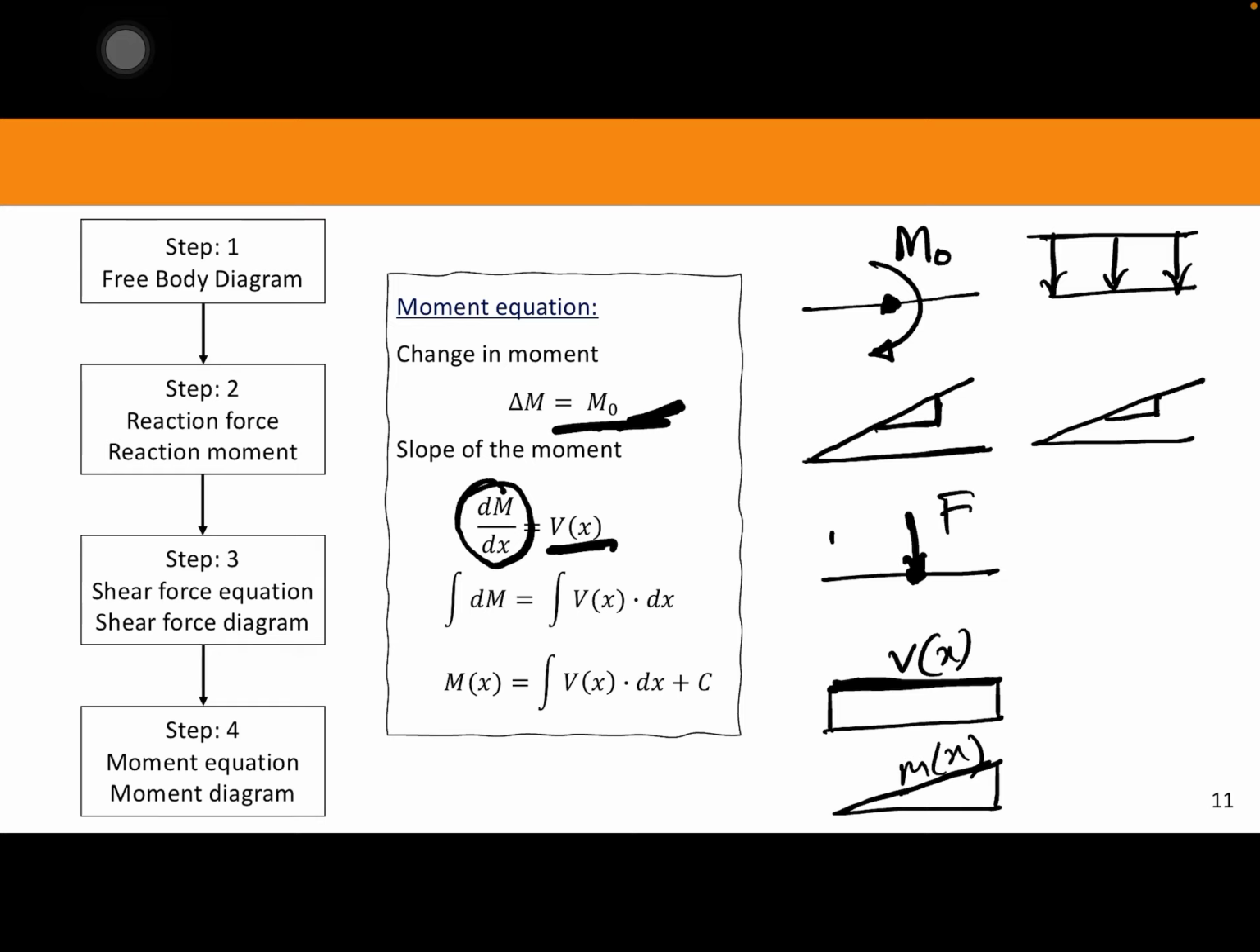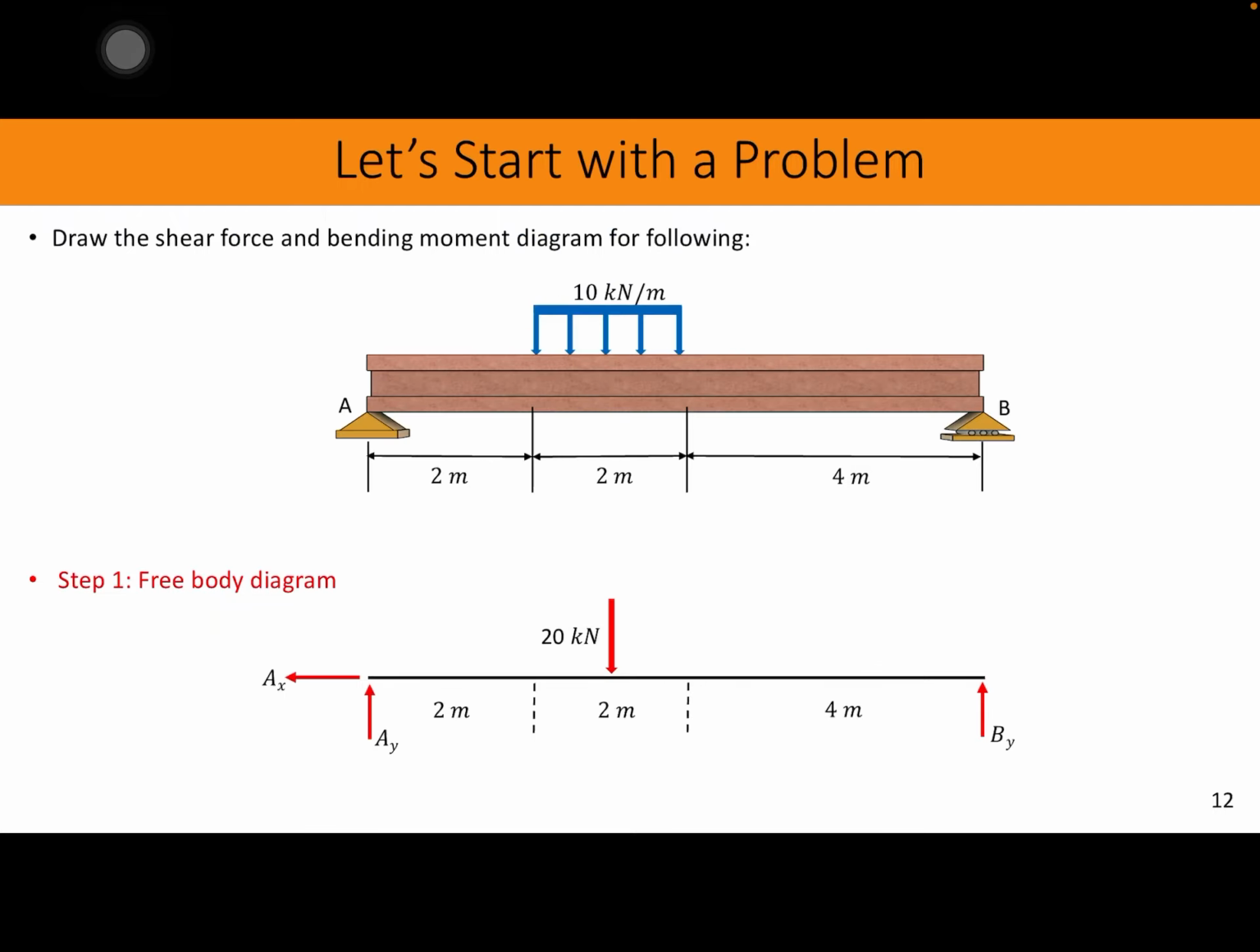Again, I'm doing the same thing, taking the integration of dM equals V(x) times dx. If we do this integration, then again we'll get another integration constant C, and we have to solve it. In that way we can determine the moment at the starting point, the moment at the final point, and how this moment is changing along this length, which is, let's say, x.